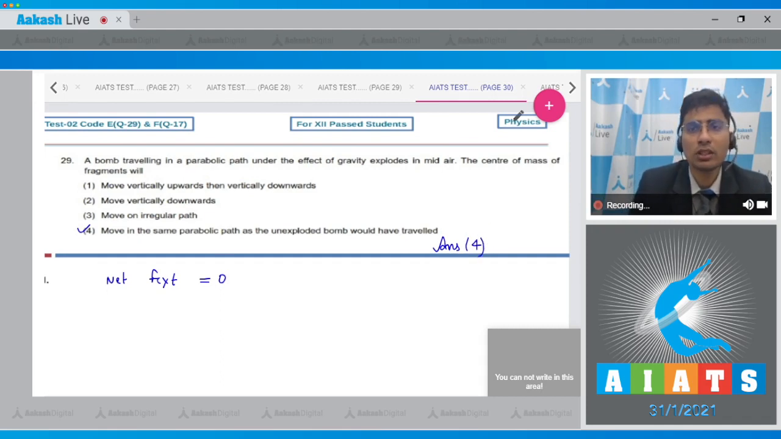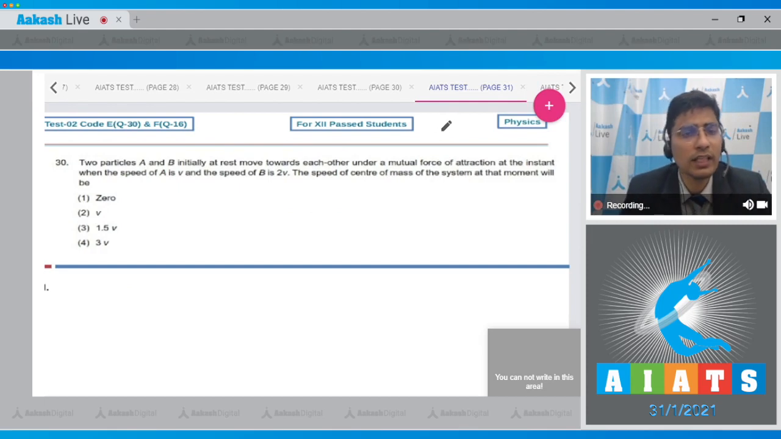Now let us move to question 30. In question 30, two particles A and B initially at rest move towards each other under a mutual force of attraction. At an instant when the speed of A is v and the speed of B is 2v, the speed of center of mass of the system at that moment will be.